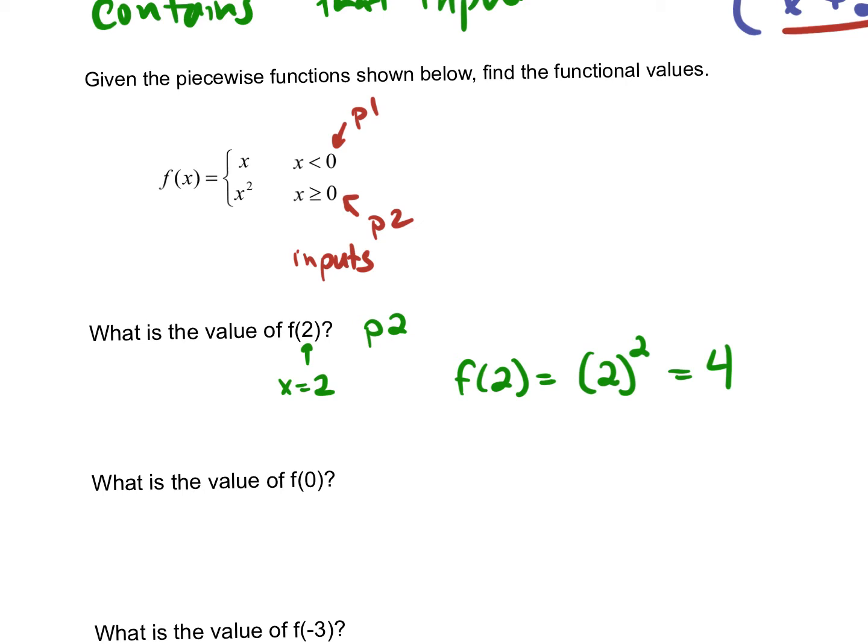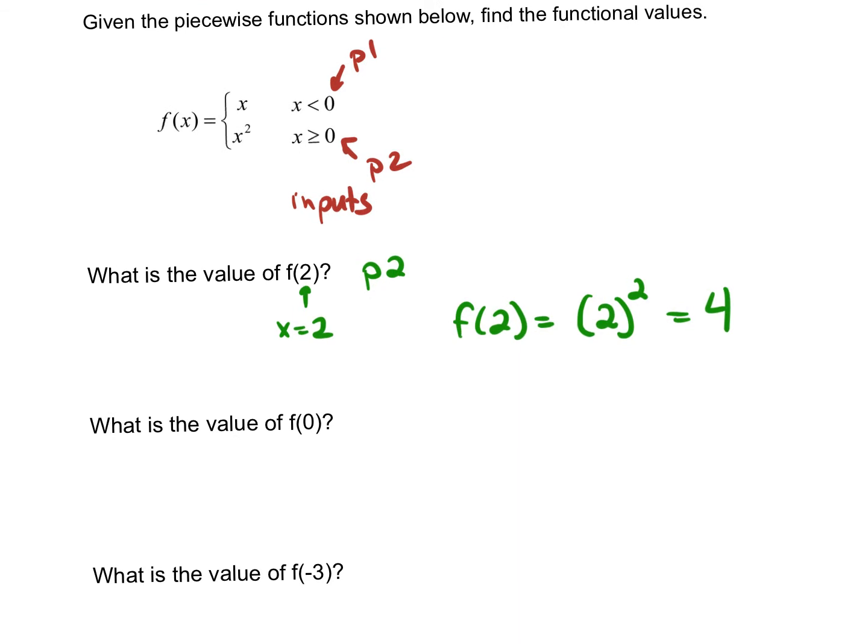All right, secondly, it says what is the value of f of 0? So f of 0, is 0 less than 0, or is it greater than or equal to 0? The big idea is since it has the equality on the second piece, it's going to go in piece 2 again. Because wherever the equality is, that is where it's going to be. It should not be on both pieces, because if you have equality on both of them, then you do not have a function. So f of 0 is simply going to be 0 squared, which is 0.